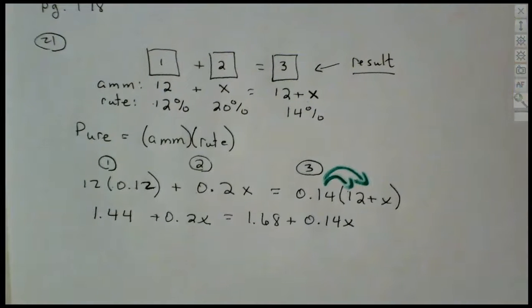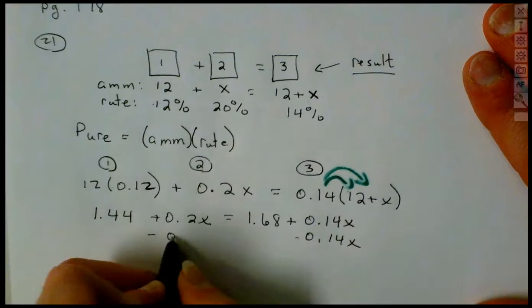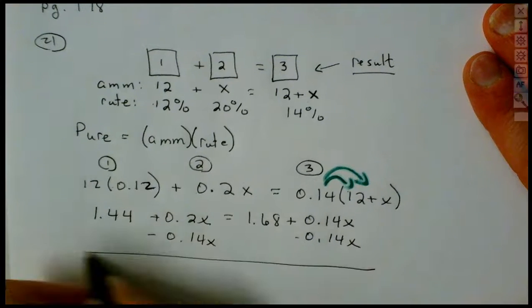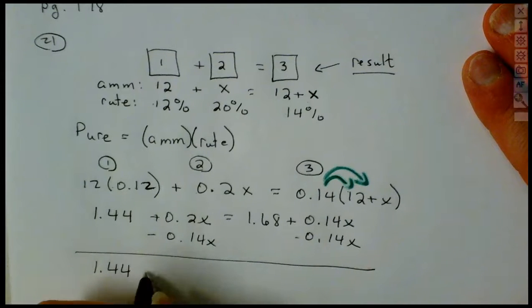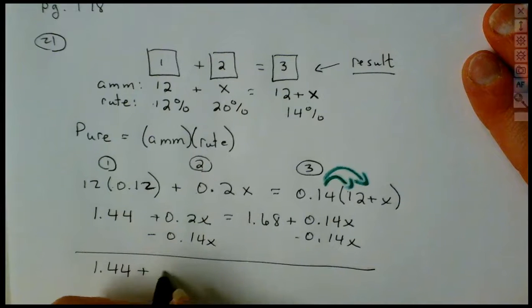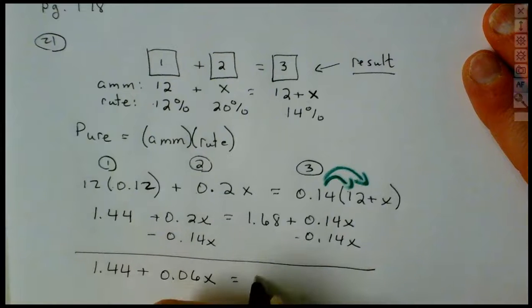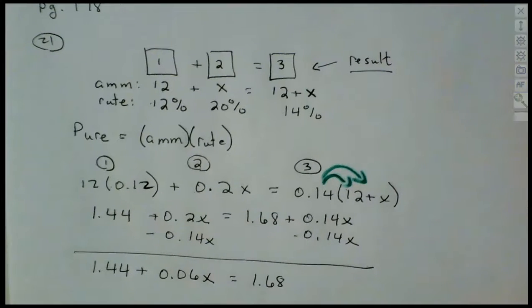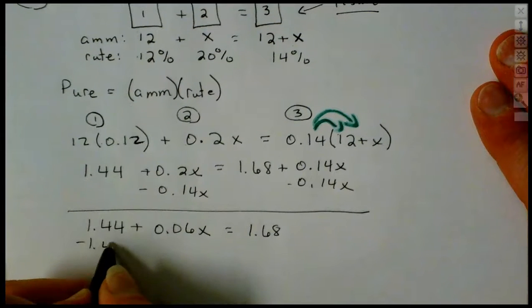Go ahead now and solve this out. So take away that 0.14x from each side. That leaves you with 1.44 plus, and watch your decimals here, 0.06x, and that equals the 1.68. So let's just put together. That gave us that. Now we'll move that 1.44 over.